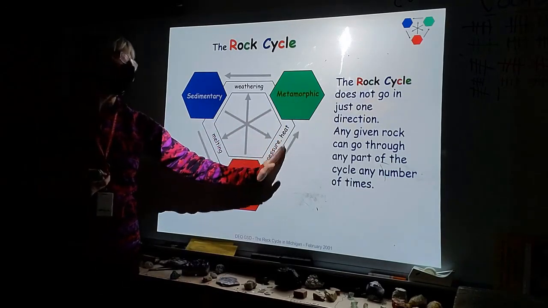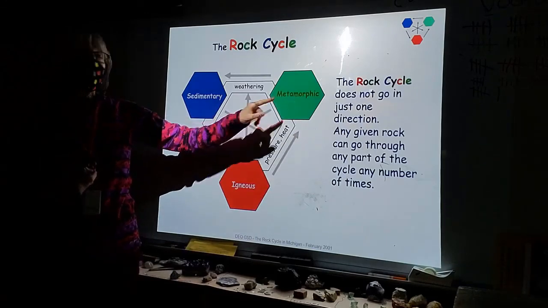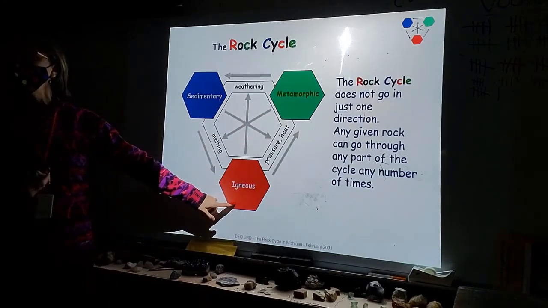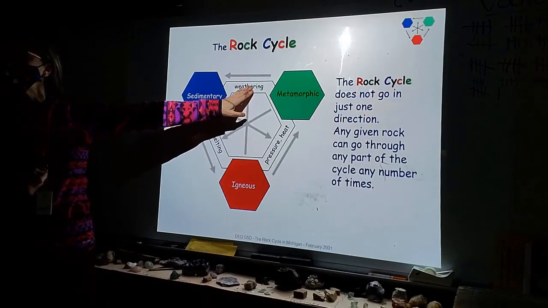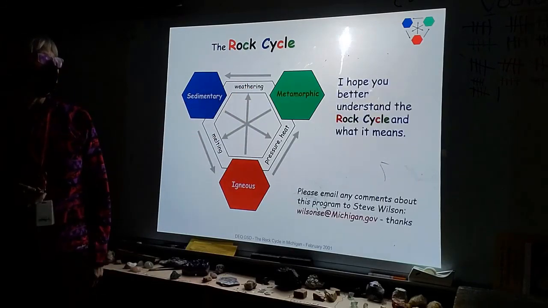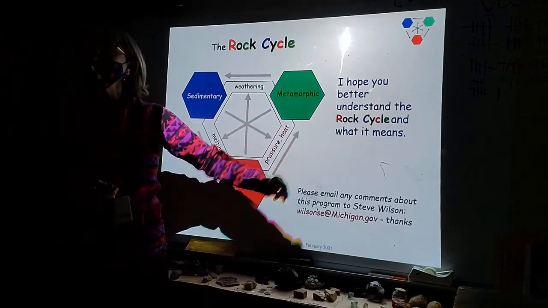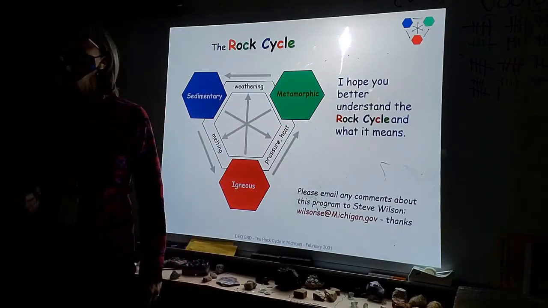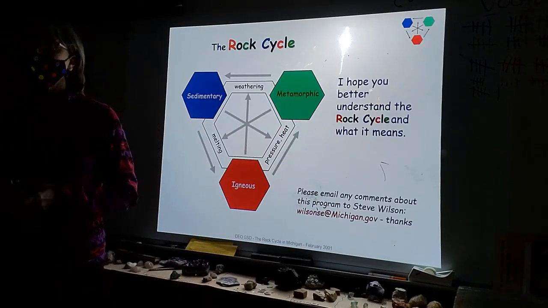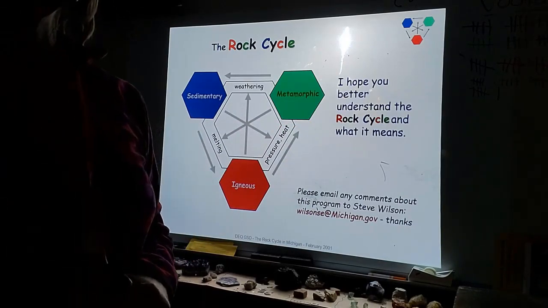So if you pressurize and heat them, they're becoming metamorphic. If you melt them, they're becoming igneous. If you weather, deposit, and transport, they become sedimentary. Do you understand the rock cycle even a little bit more now? Yes? And now you know about the Michigan rock cycle. Very good. Nice job. Yay.